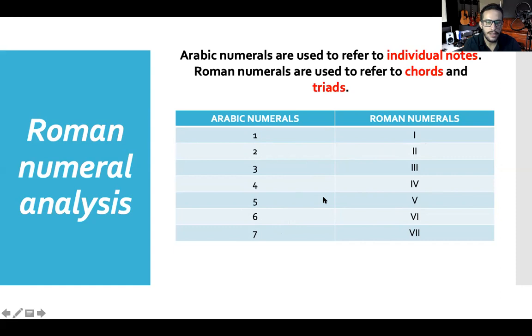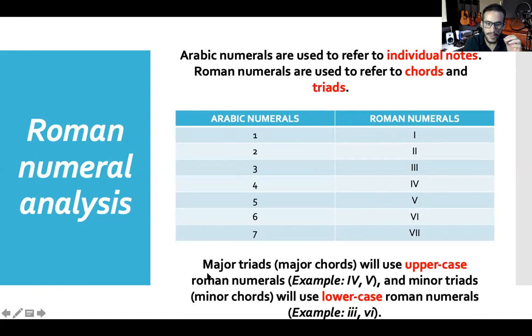How is this important and how are we going to use it? Simply because when we talk about chords in music, we're going to be using Roman numerals. When we talk about individual notes, we're going to be using Arabic numerals. But for chords, it's Roman numerals. Okay? So major triads or major chords will use uppercase Roman numerals, like capital letters. But minor triads or minor chords will use lowercase Roman numerals.